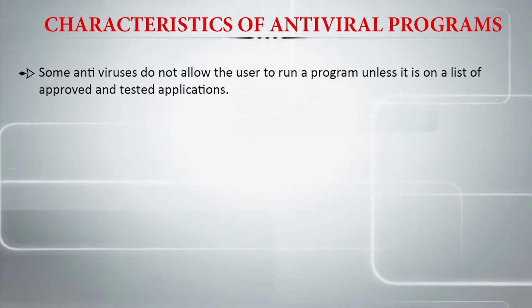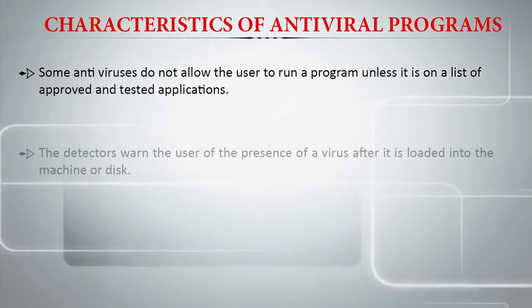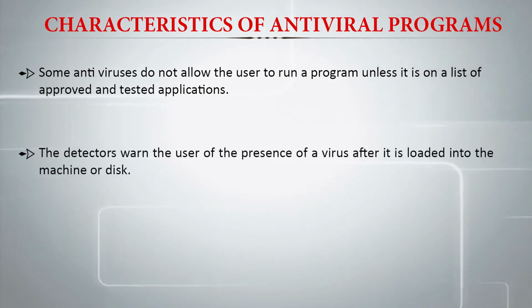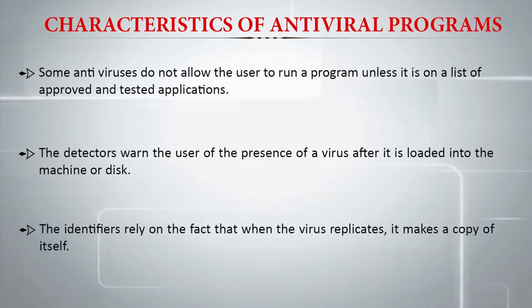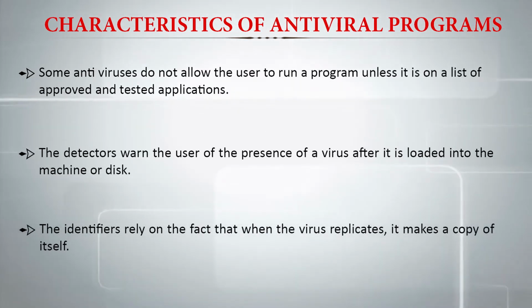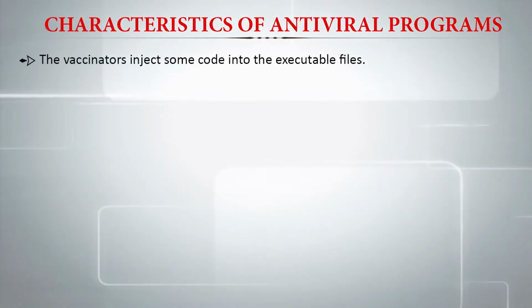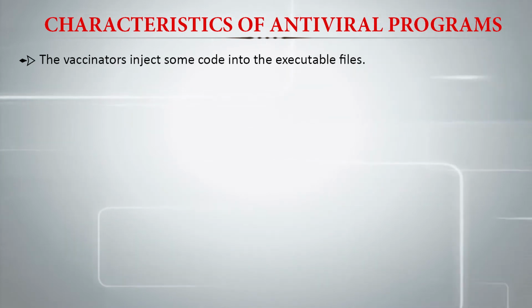Some antivirus programs do not allow the user to run a program unless it is on a list of approved and tested applications. The detectors warn the user of the presence of a virus after it is loaded into the machine or disk. The identifiers rely on the fact that when the virus replicates, it makes a copy of itself. So while purchasing new antivirus software, you try to find out what its characteristics are, what it can do, or what it is unable to do. The vaccinators inject some code into an executable file. These are some of the characteristics we are listing now.